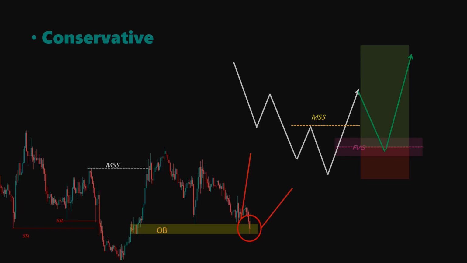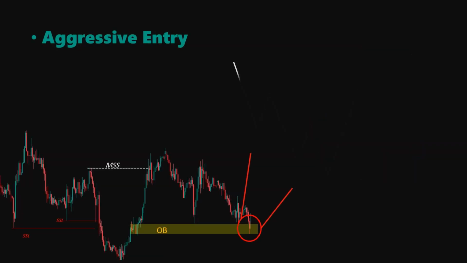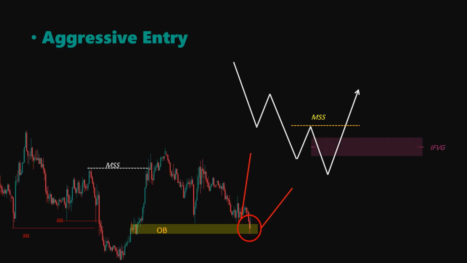Now let's talk about the second method, the aggressive entry. In this approach, once price taps into the higher time frame order block, we again shift down to the lower time frame. But this time, instead of waiting for a full structure shift, we're focusing on something a little different, a fair value gap that gets violated and then flips into what we call an inverse fair value gap.